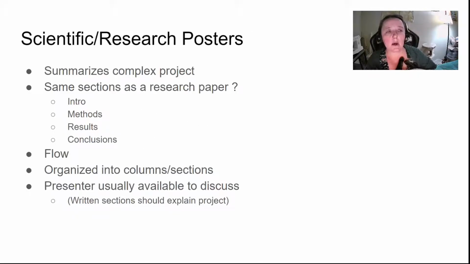So a research or scientific poster summarizes a complex project. Okay, so it's not as in depth as a paper, but it includes some of the same elements, right? It should have an introduction, it should explain your methods for your research, include the results, and then conclusion. When you design it, you're going to have a flow to it and organize it maybe into columns or sections. Oftentimes when you present a research poster like at a conference, you're there to discuss it, but really the written sections should explain the project even if you aren't there, right?